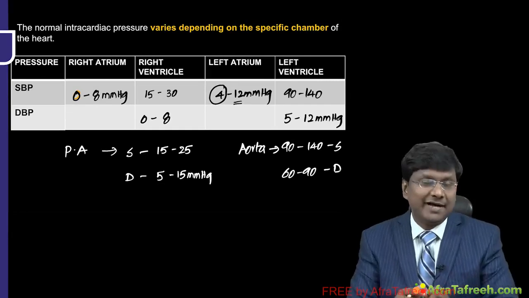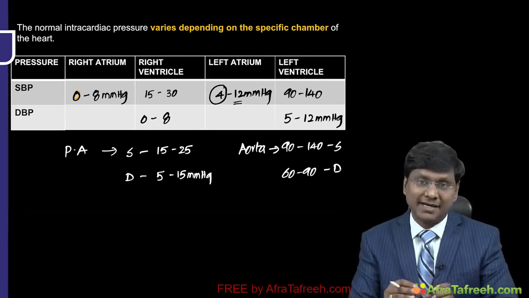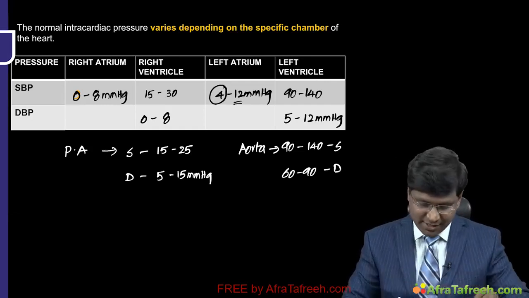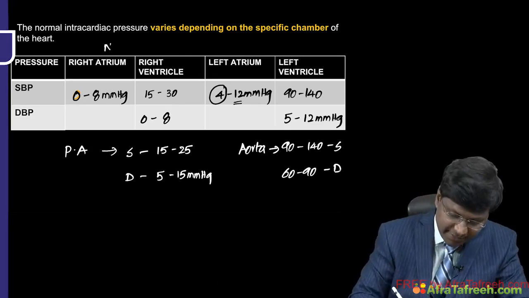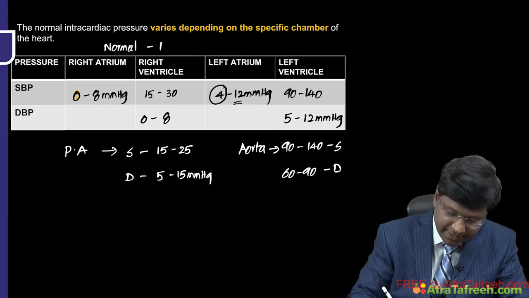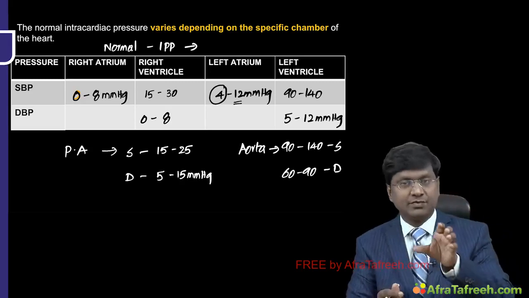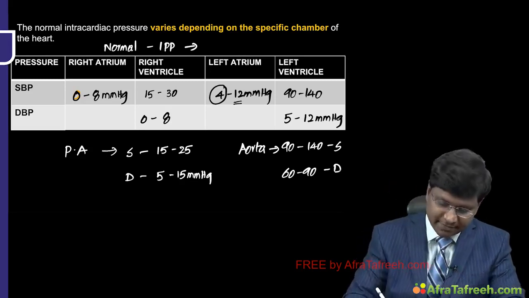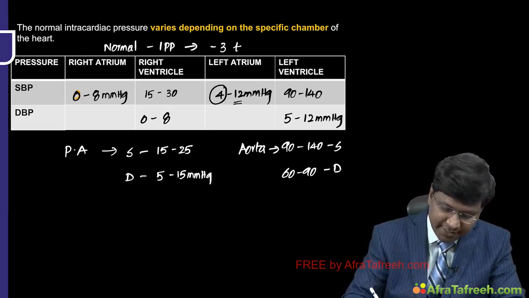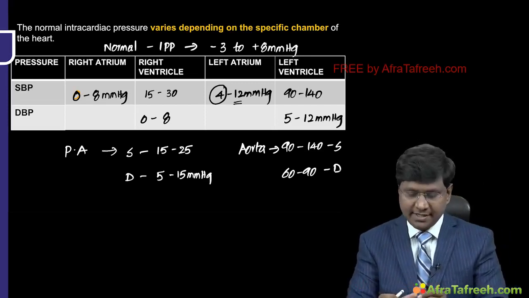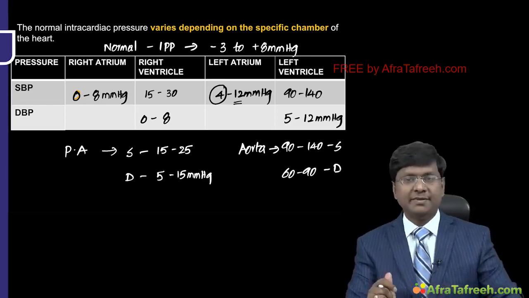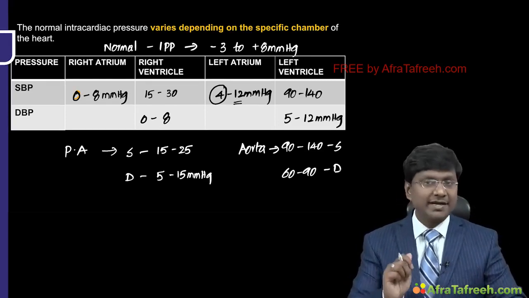All right, after having said about the normal intracardiac pressures in all four chambers, now let us see what the normal intrapericardial pressure is, that is, within the pericardial sac. The normal intrapericardial pressure is -3 to +8 millimeters of mercury. So during diastole it will be around -3, and during systole it will be up to 8 millimeters of mercury. That is the normal intrapericardial pressure.